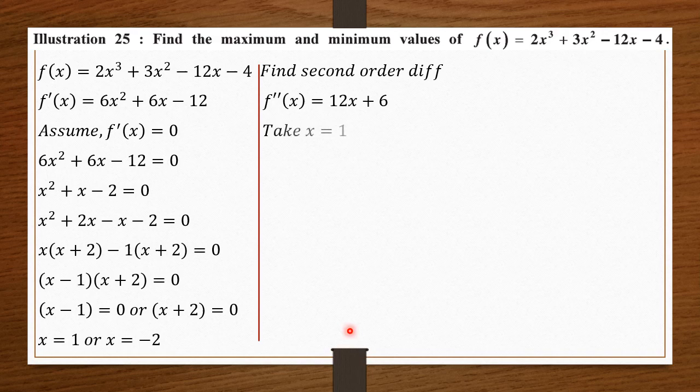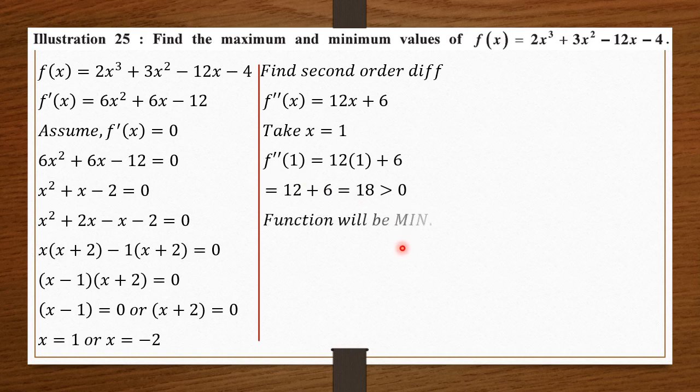So first we will take x as 1 and put it into the equation of second order differentiation. So f double dash 1 is 12 into 1 plus 6, which is 12 plus 6 is equal to 18, which is greater than 0. So according to our rule, when second order differentiation is greater than 0, the function will be minimum. Okay, so when I take x is equal to 1, my function will be minimum.